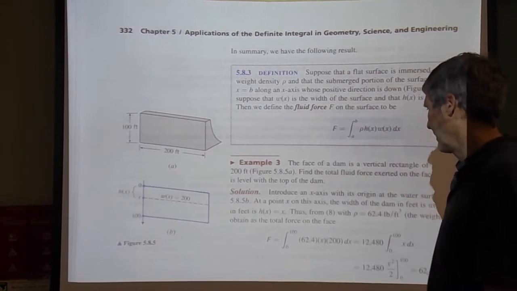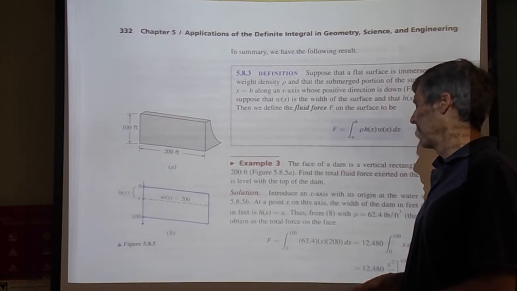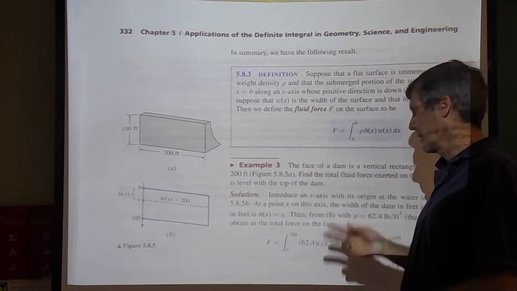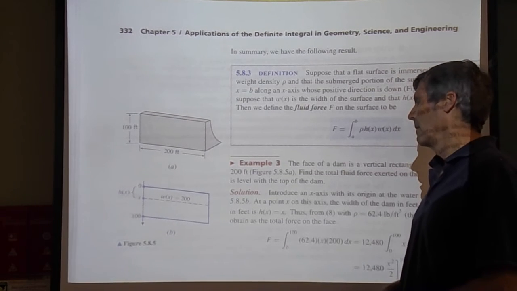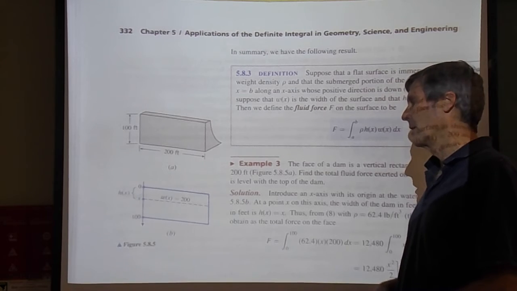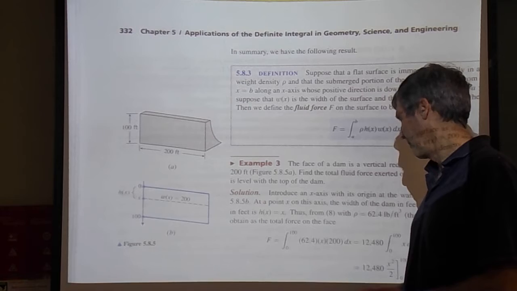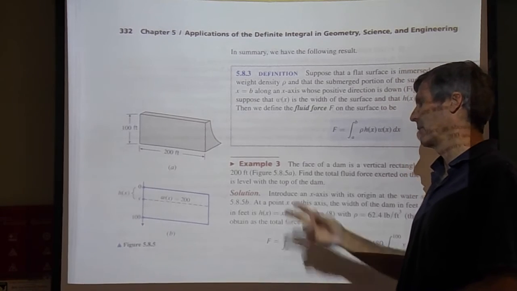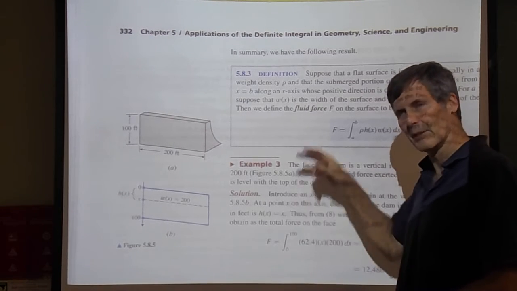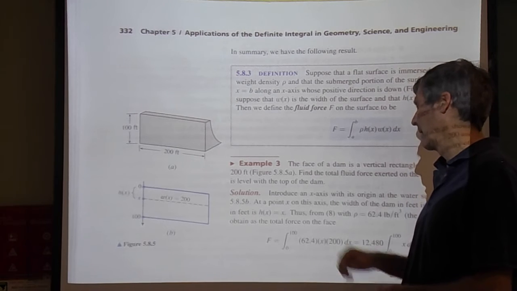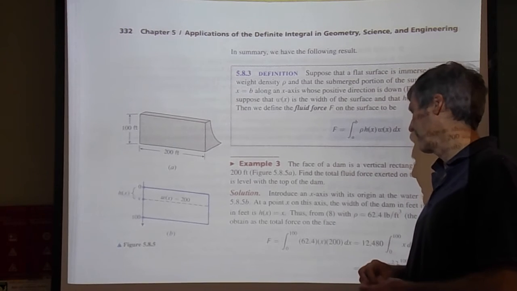In the international system, kilograms per cubic meter would be mass density. Newtons per cubic meter would be the weight density. They differ by a factor of 9.8 meters per second squared, the acceleration of gravity.